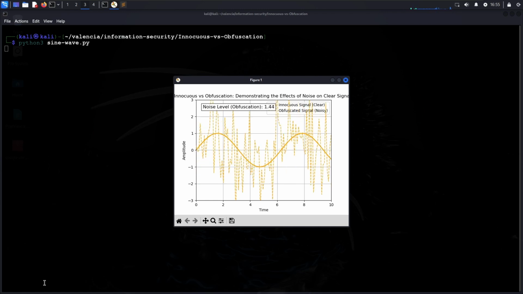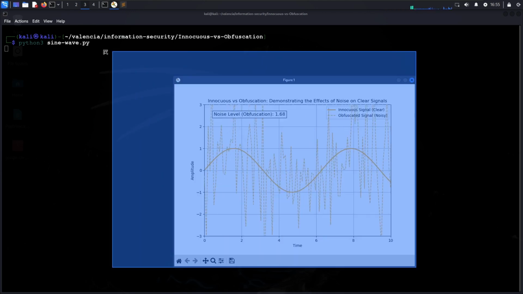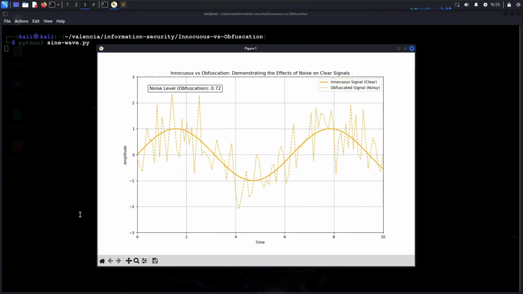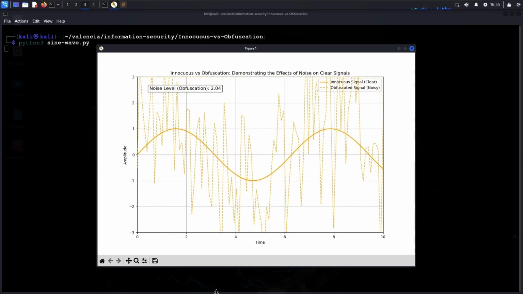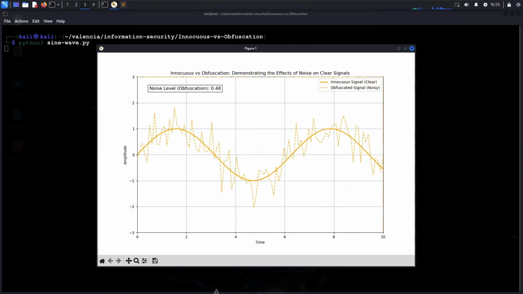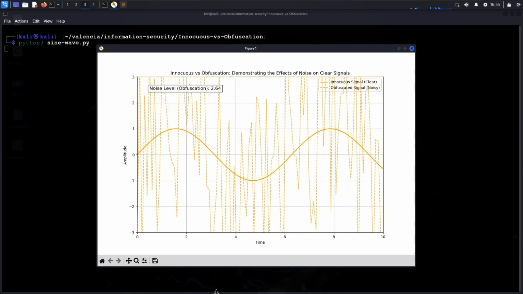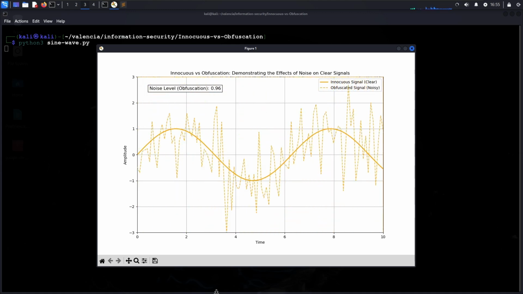Visualization. This project uses Python and the following libraries: Matplotlib, for creating 2D plots, and NumPy, for numerical computations and data generation. The script visualizes a clear sine wave representing innocuous, normal, data, and the same sine wave with added noise to simulate obfuscation.